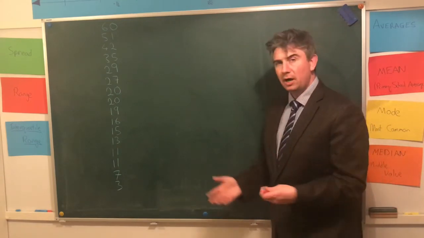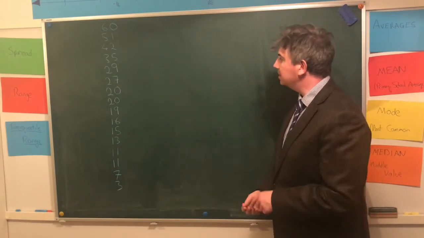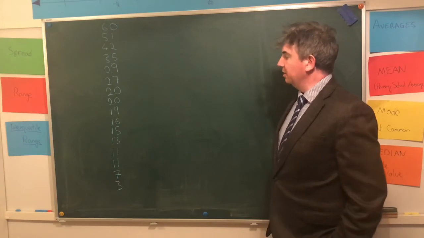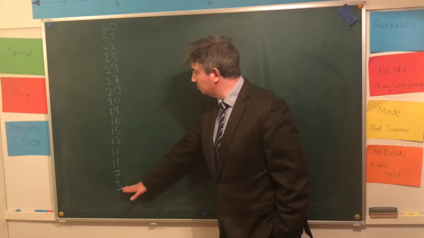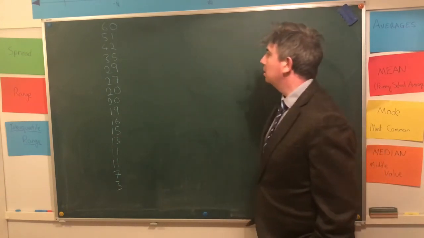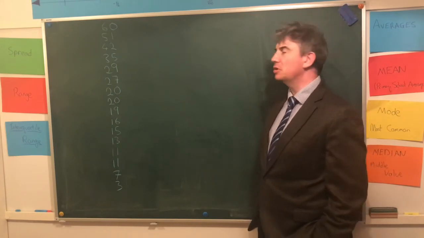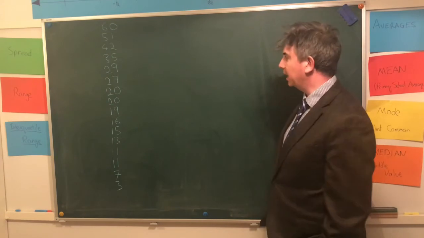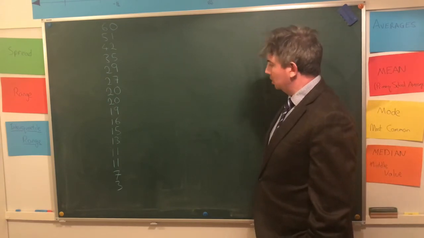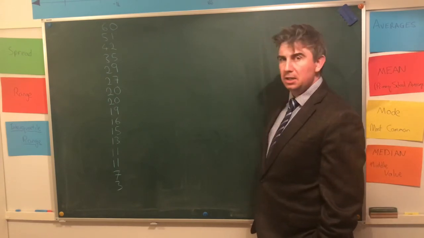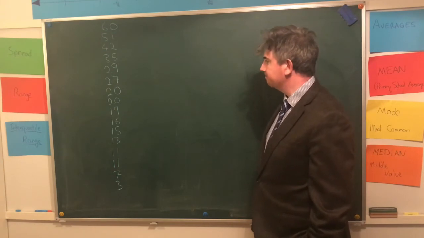Right, so I've plucked these numbers out of my head. I've written them in ascending order, so smallest at the bottom, biggest at the top. You'll find out why in a second. I forgot to cover that before, but I have to cover it now. So we'll be learning some new words in a second. So the question is, find the interquartile range of this data set.